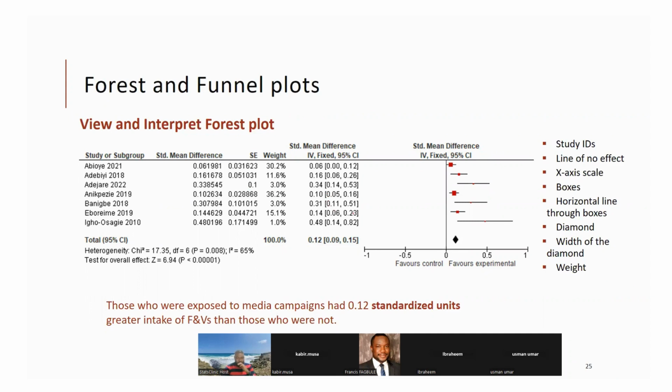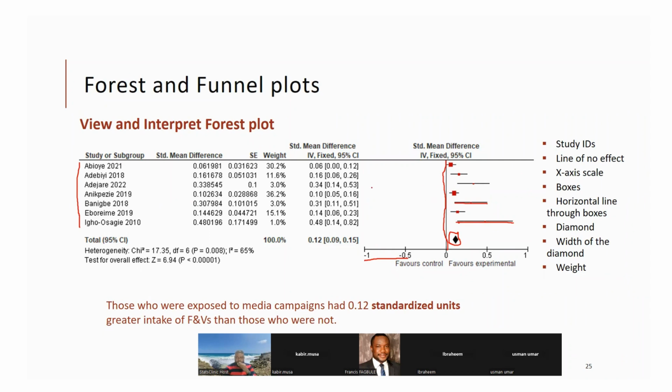Okay. So first of all, we look at the study IDs as usual on the left. Then we look at the line of no effect, which is drawn from the 0. Then we look at the left axis, and then we look at the pooled estimate, which is more in favor of the experimental group. And then we look at the confidence interval of the individual studies, which are the horizontal lines that run across the squares. And then we look at the weight of each of the studies.